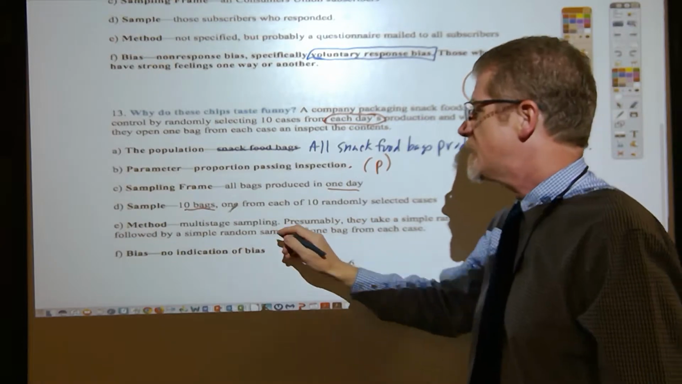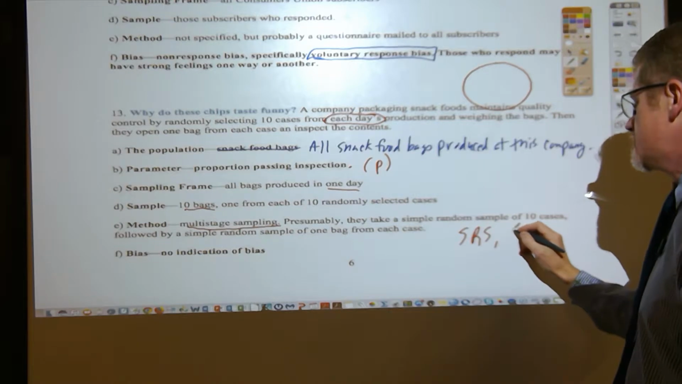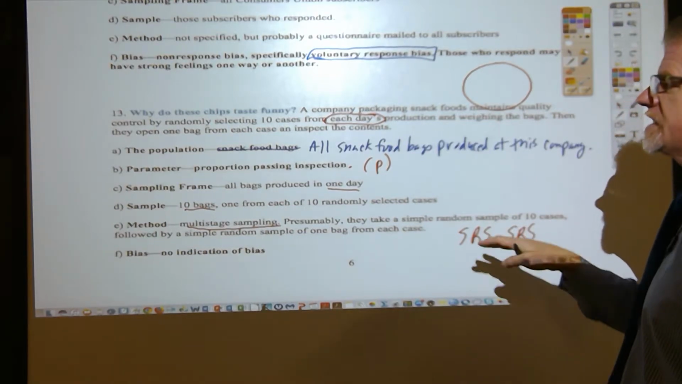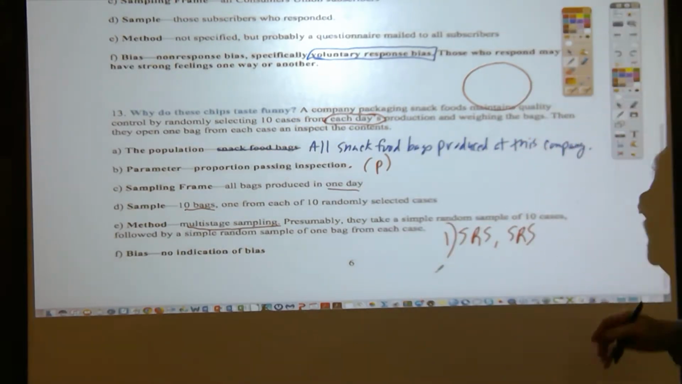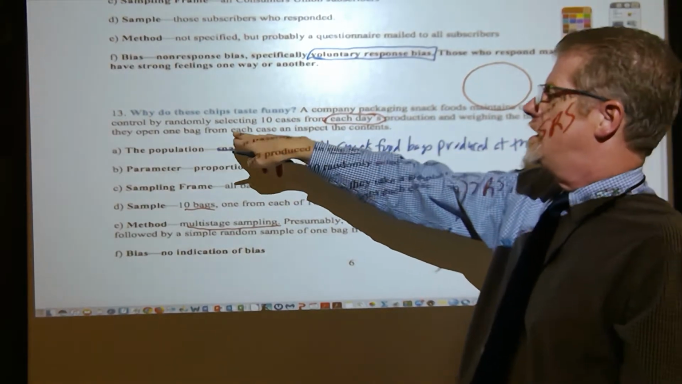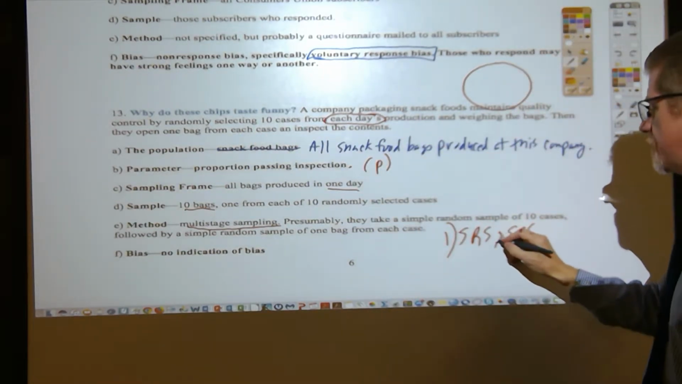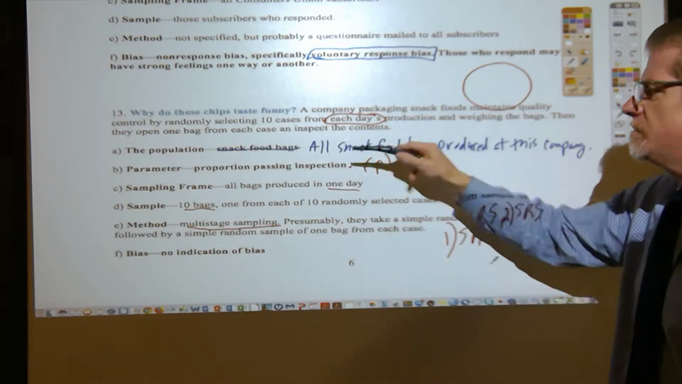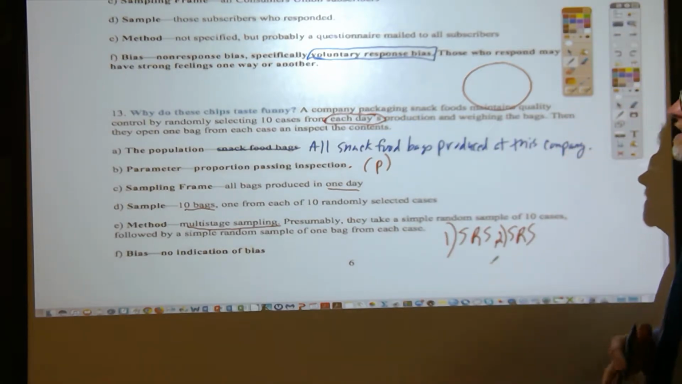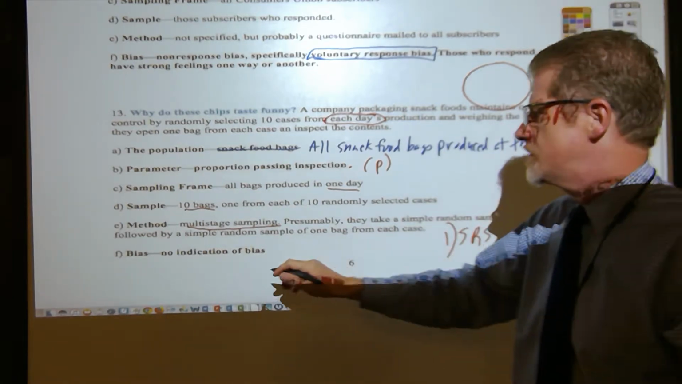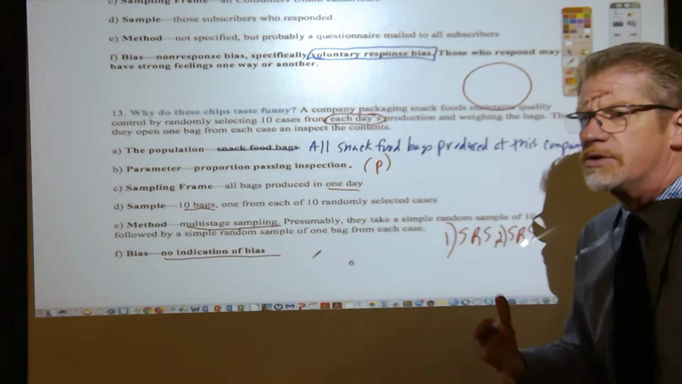The method is multi-stage sampling. It's presumably an SRS for stage 1 and an SRS for stage 2. They did a simple random sample of 10 cases. And even though it doesn't say they randomly selected one bag, if they're using randomization here, they're probably using randomization in selecting the bag. I mean, come on, this is a company trying to be professional. There's no indication of bias here. This actually looks like a solid approach to sampling. They're using randomization.